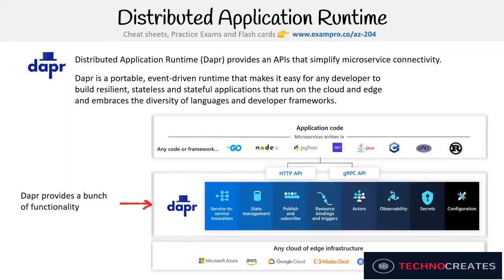Dapr provides a bunch of functionality. The idea is that you write your application code up here, in whatever language you want, and then you can communicate via gRPC, HTTP, or an API to a bunch of standard services: service-to-service invocation, state management, pub/sub, resource bindings, triggers, actors, observability, secrets, configuration. It allows you to connect to edge infrastructure. Basically, these are wrappers for standard functionality you'd want alongside a microservice application.